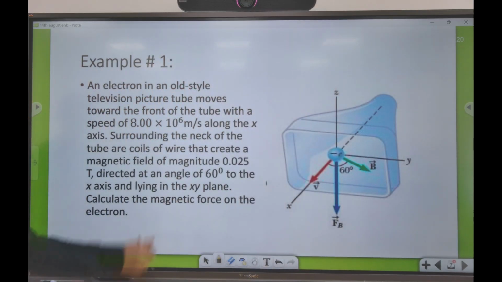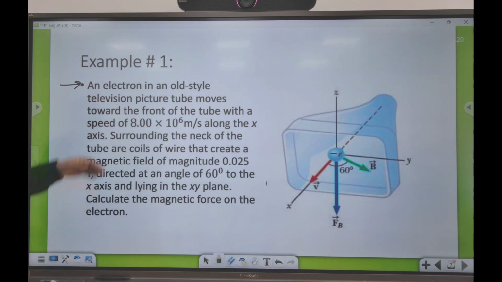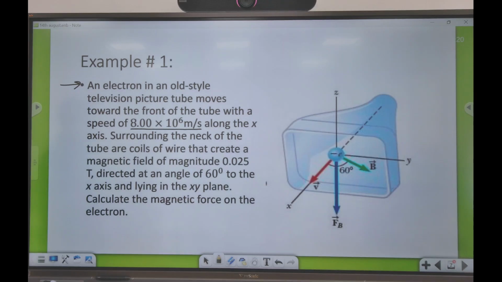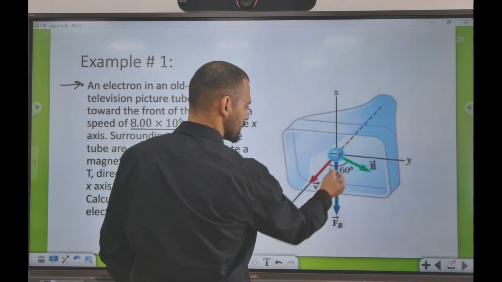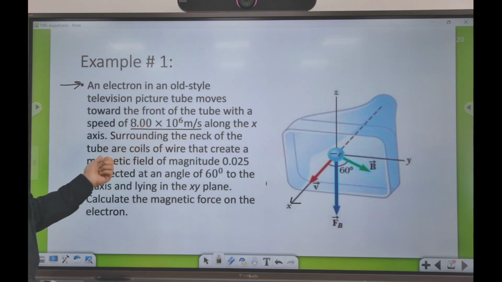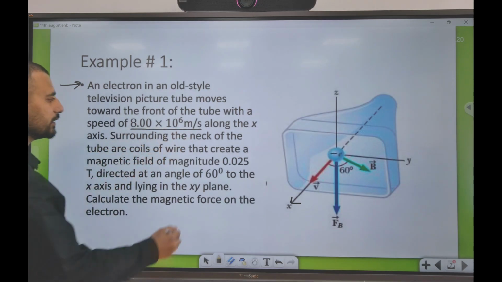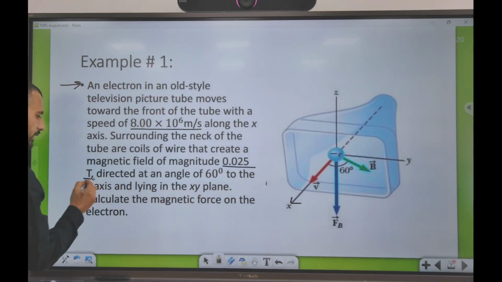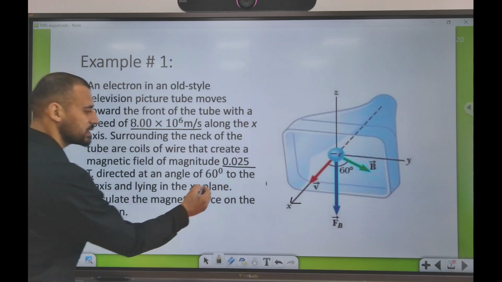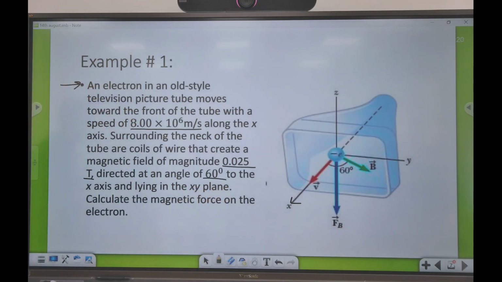Let us try to solve this numerical. An electron in an old style television picture tube moves towards the front of the tube with a speed given. The velocity is along the x-axis. Surrounding the neck of the tube are coils of wire that create a magnetic field of magnitude 0.025 Tesla directed at an angle of 60 degrees. So the angle is also given, fine, and lying in the xy plane. Calculate the magnetic force on the electron.